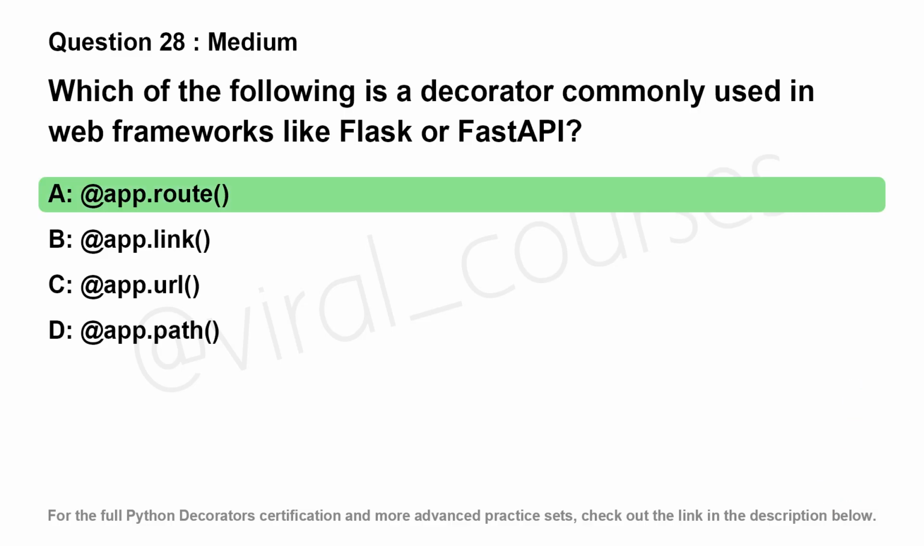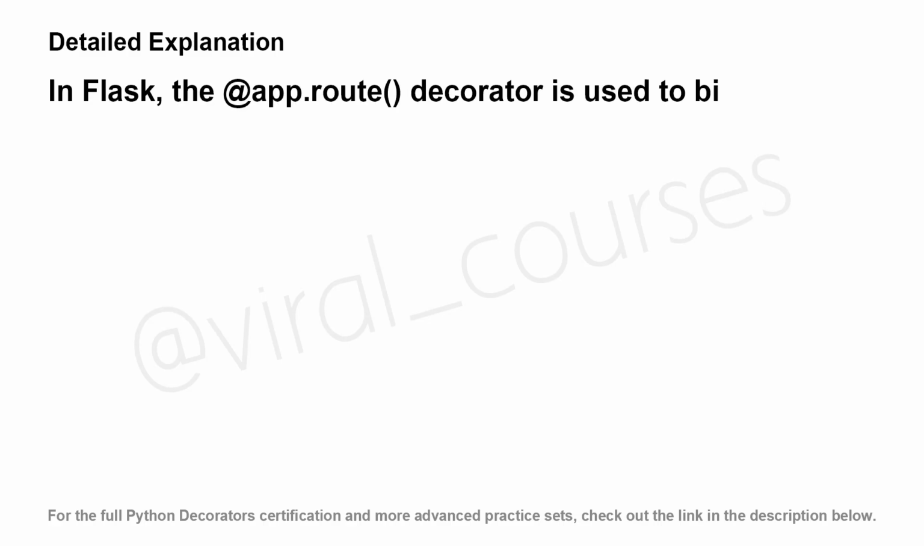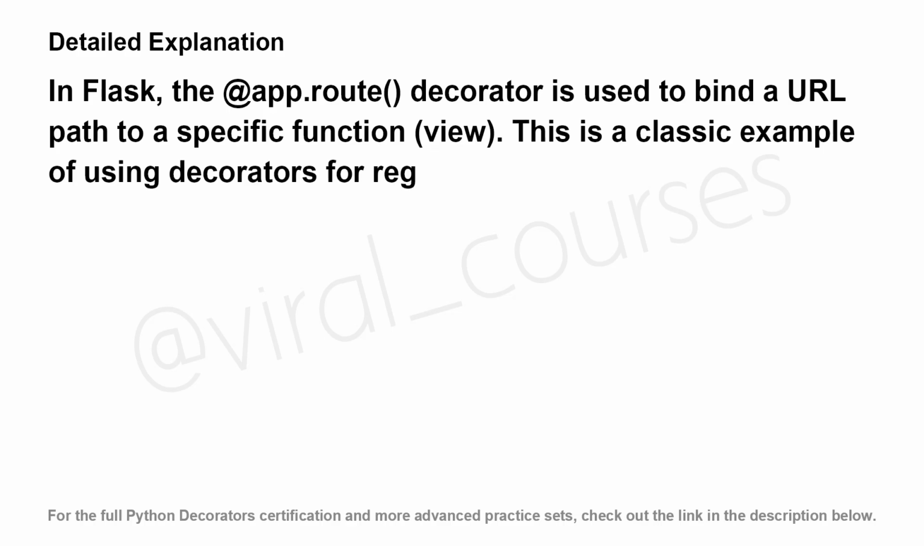The correct answer is A. In Flask, the @app.route decorator is used to bind a URL path to a specific function, or view. This is a classic example of using decorators for registration and routing logic.